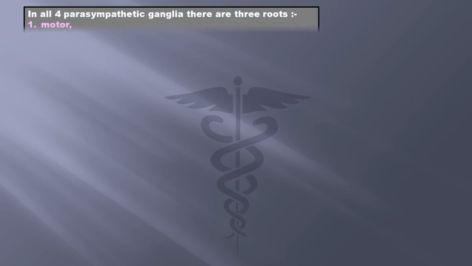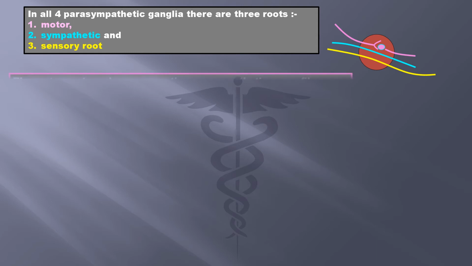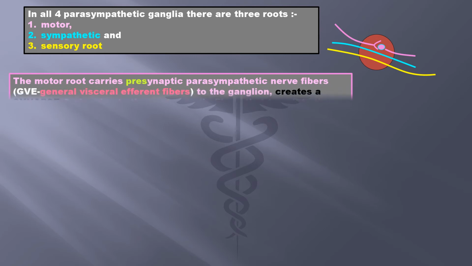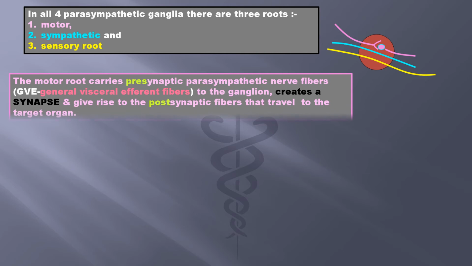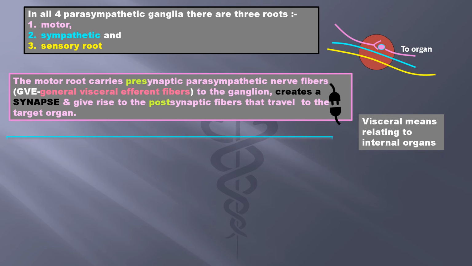In all four parasympathetic ganglia, there are three roots: motor, sympathetic, and sensory. The motor root, which is colored pink, carries presynaptic parasympathetic nerve fibers, that is general visceral efferent, to the ganglion, creates a synapse and gives rise to postsynaptic fibers that travel to the target organ. Visceral means relating to the internal organs.